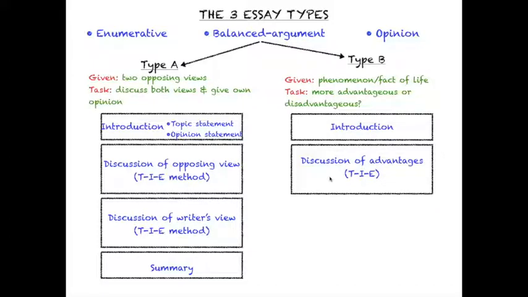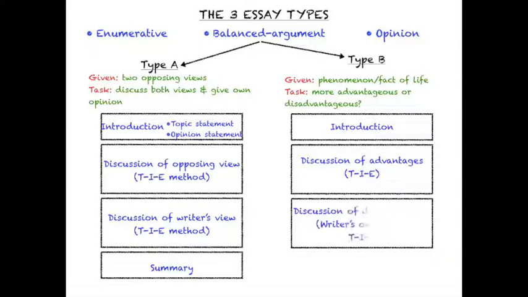So again, your job here is to direct them to the T part, the I part, and the E parts of the paragraph to again emphasize the TIE method. Now, once they're done, they now discuss the disadvantages. So, since the writer believes that it's more disadvantageous, then those negatives are discussed there. Now, just like in paragraph 2, again, another TIE method.